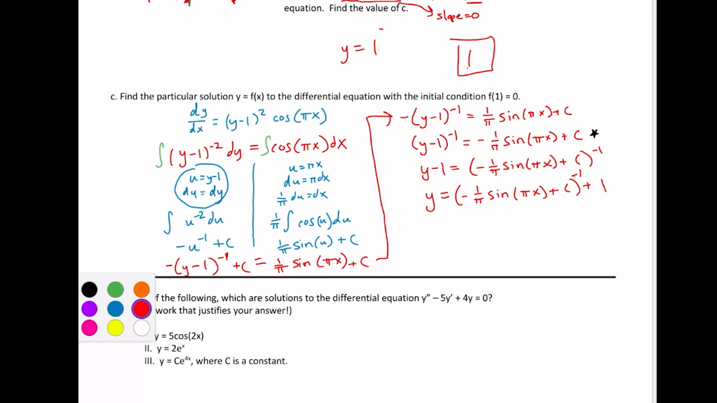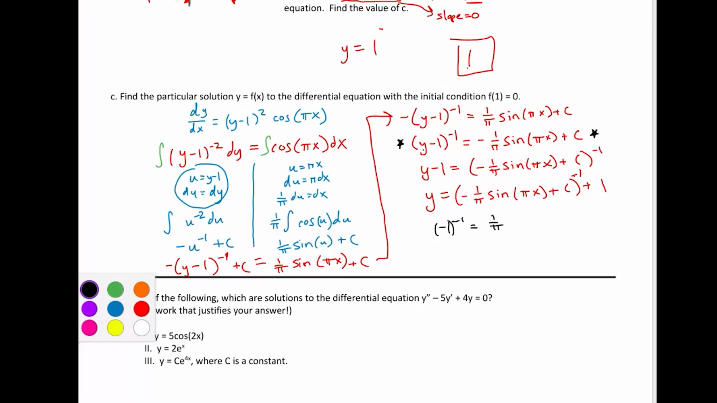Okay, so we've got the general solution, but we're interested in the particular solution that passes through the point 1, 0. So I'm going to go back to this equation up here, plug in 1 for x, 0 for y, and see if we can't get c. So if I plug in 0 for y, I'm going to get 0 minus 1, which is -1. So -1 to the -1st power equals 1 over pi times sine of pi x.